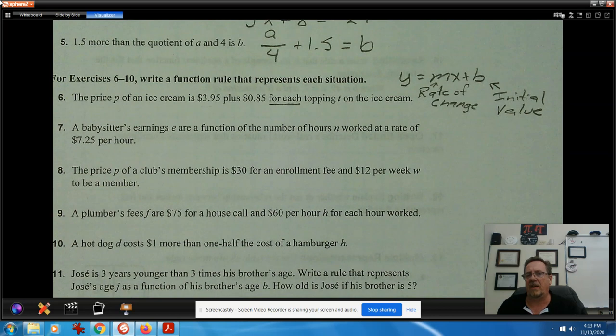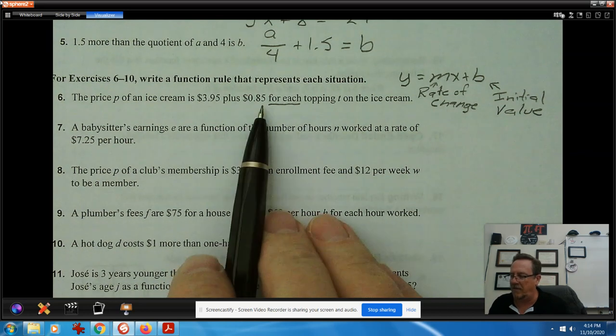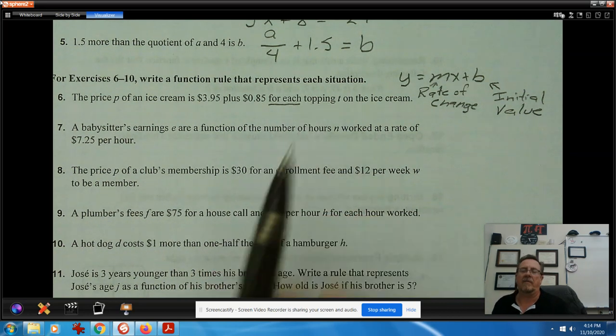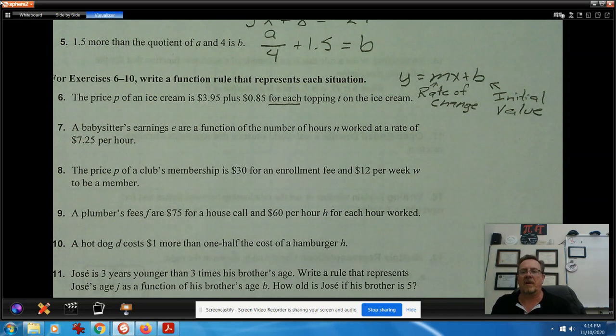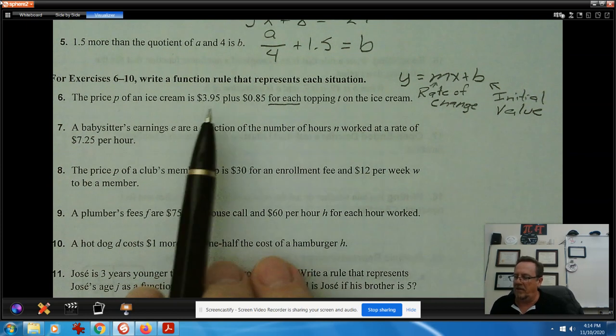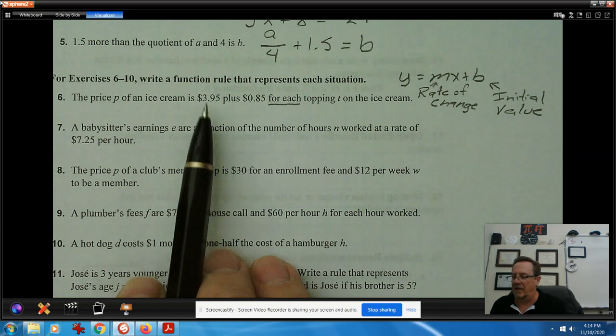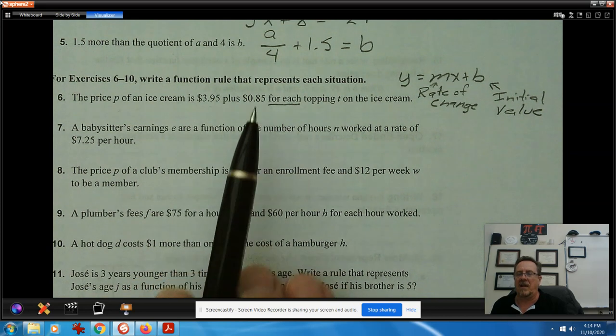But the term for each is a term that always indicates the rate of change because they're going to charge us 85 cents for each topping, right? That means that the price that I'm paying is changing each time I add a topping, right? And there is an initial fee. They're going to charge me $3.95 for ice cream, right? So initial value is $3.95, and then our rate of change is 85 cents.